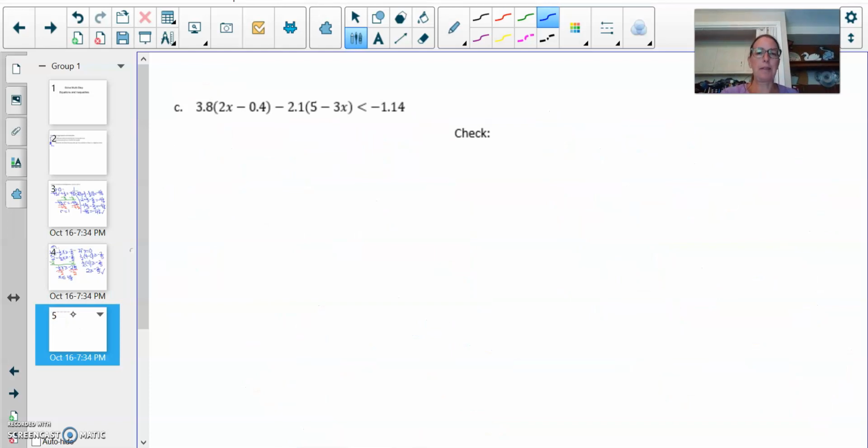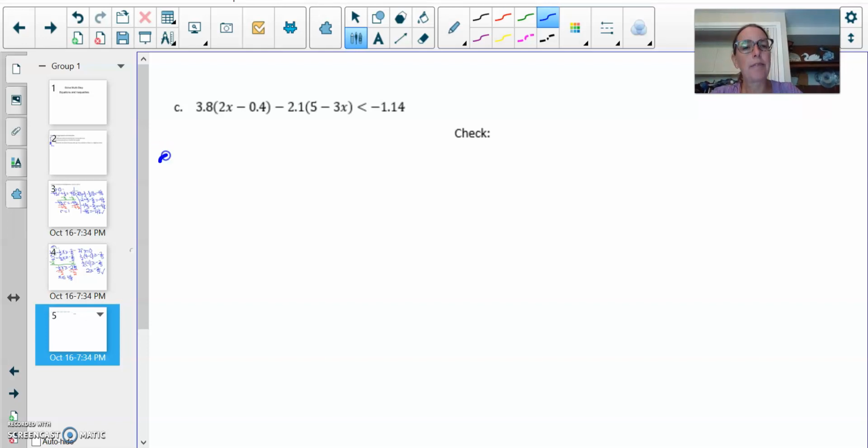Okay, our last example, a little bit bigger here. 3 8/10 times the quantity 2x minus 4/10, minus 2 1/10 times the quantity 5 minus 3x, is less than negative 1 14/100. So on that left-hand side, I have to distribute twice. In the first set of parentheses, I'm distributing the 3 8/10. In the second set of parentheses, I'm distributing negative 2 1/10. So be very careful of your signs.